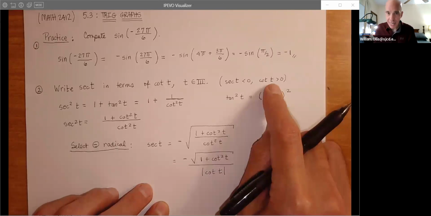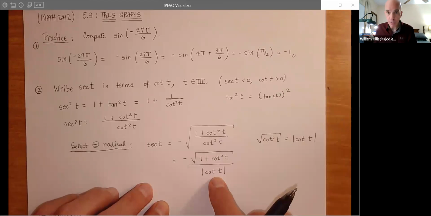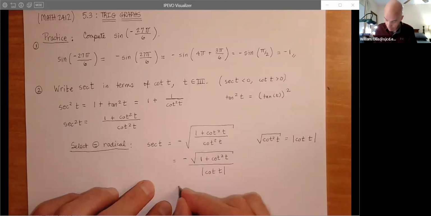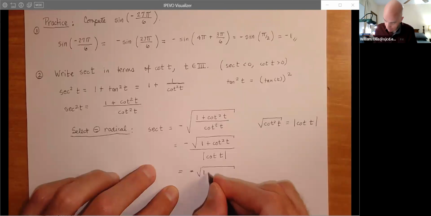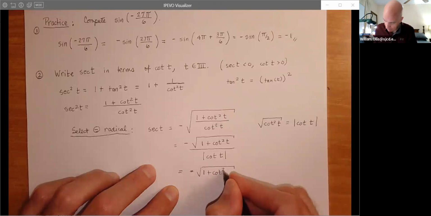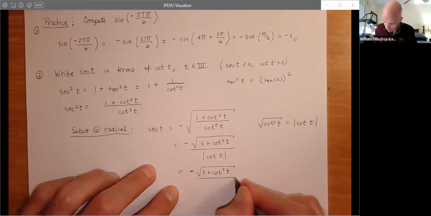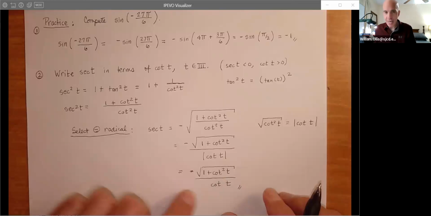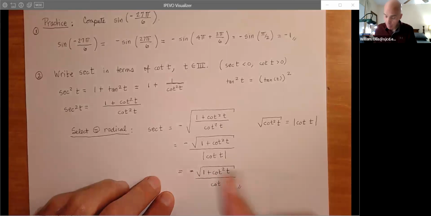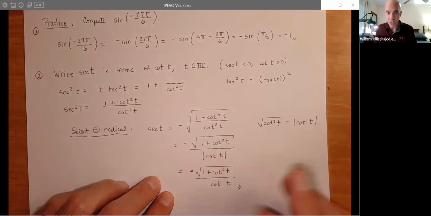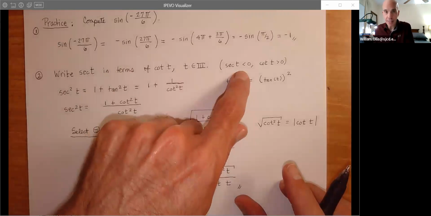And now, of course, the cotangent t is positive here, so the absolute value is actually the positive. So that selects the correct sign for the cotangent. So now this has the appropriate sign. In the third quadrant, the cotangent's positive, the principal square root's positive, and then the negative makes the entire expression negative, which corresponds to secant being less than 0.